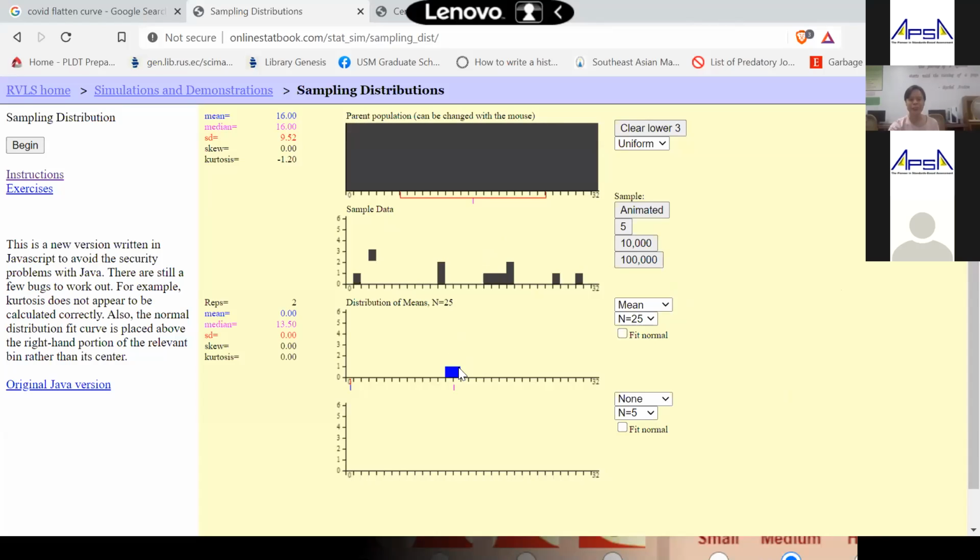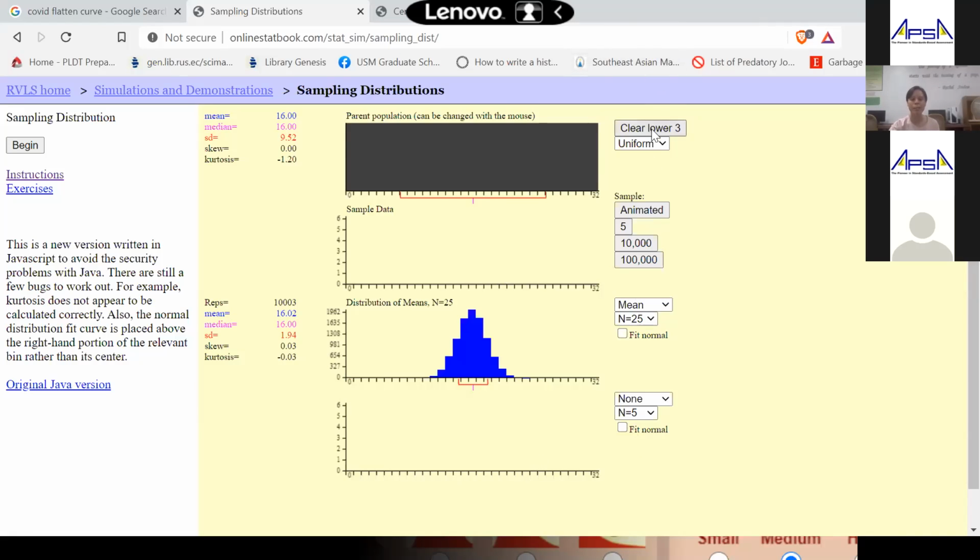Laging halos magkakatabi lang. Even if you get very varied data points, the sample mean will just be close together. If I do that 10,000 times, andito siya. You're confident that the sample mean that you will get will be here. So that's the power of the central limit theorem.